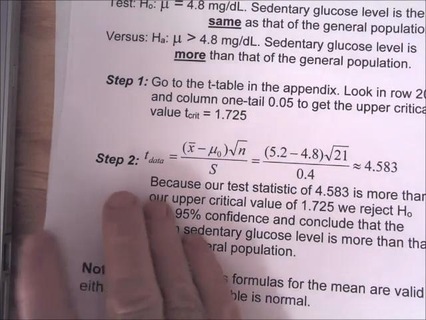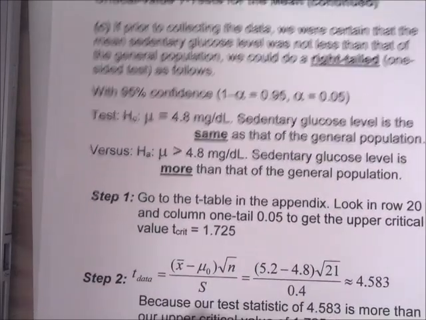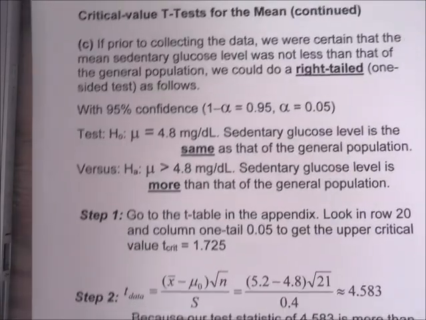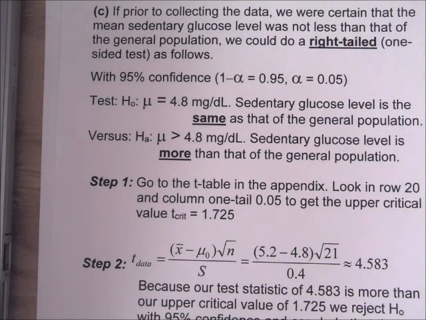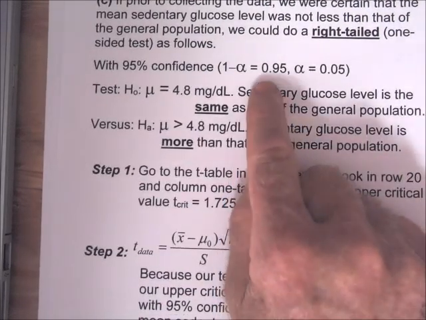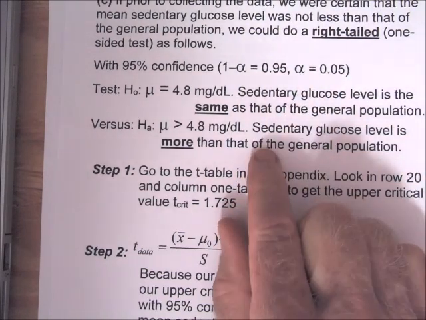Now, our test here was a two-sided test. It might make sense in this situation to do a one-sided test. If we suspect that the sedentary glucose is not going to be less than that of the general population, if anything it would be more, we could do a right-tailed test, and again, 1 minus alpha is 0.95, alpha is 0.05.